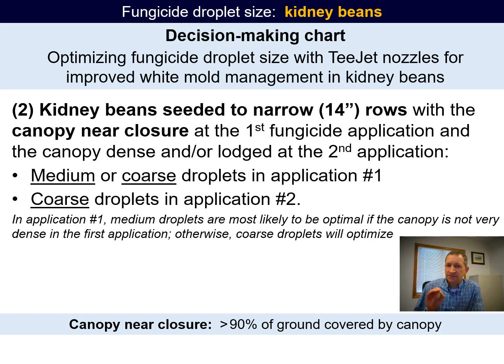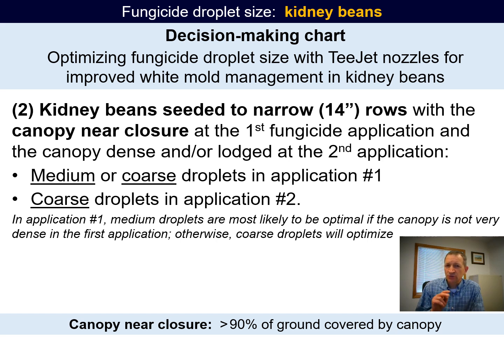If the kidney beans were seeded to narrow rows and the canopy was near closure at both applications and exhibiting significant lodging or significant density due to lots of trifoliates by that second application, we optimize with either medium or coarse droplets in application 1, followed by coarse droplets in application 2, and the difference was small.